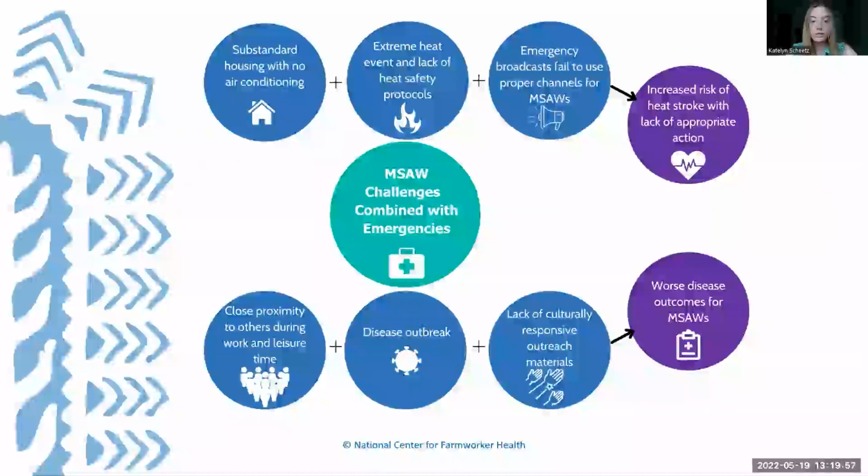Same thing with the pandemic, an example that we've all seen over the past couple of years. Farm workers experience a close proximity to others during their work and leisure time. You combine that with a disease outbreak and a lack of culturally responsive outreach materials, and we see that migrant and seasonal agricultural workers had worse disease outcomes with COVID-19. So again, here we're targeting that lack of culturally responsive outreach materials to improve that or mitigate that risk. Next slide.